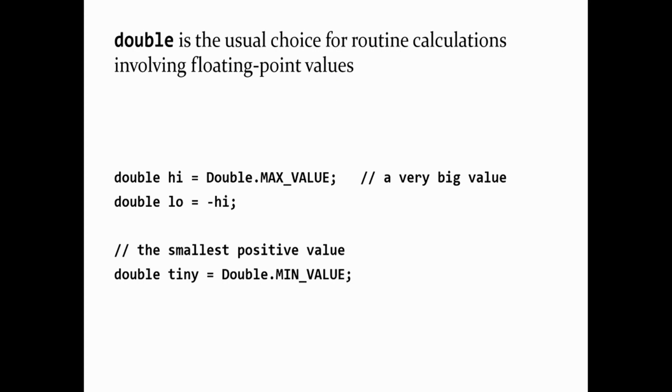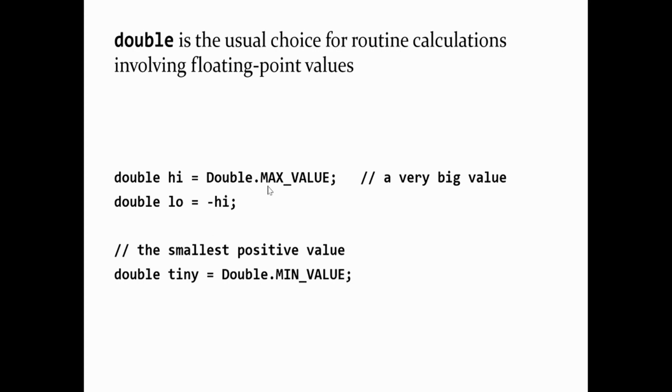Double is your choice for routine calculations involving floating point values, right? So a value that's supposed to represent a real number. Right? Now, again, there's a finite amount of memory used to store a double. So that means there is a minimum and a maximum value, and there's only a finite number of double values. Right? There's a lot of them, right? 2 to the power 64, so there's a lot. But there's only a finite number. Right? So you cannot represent every real number as a floating point number on a computer.